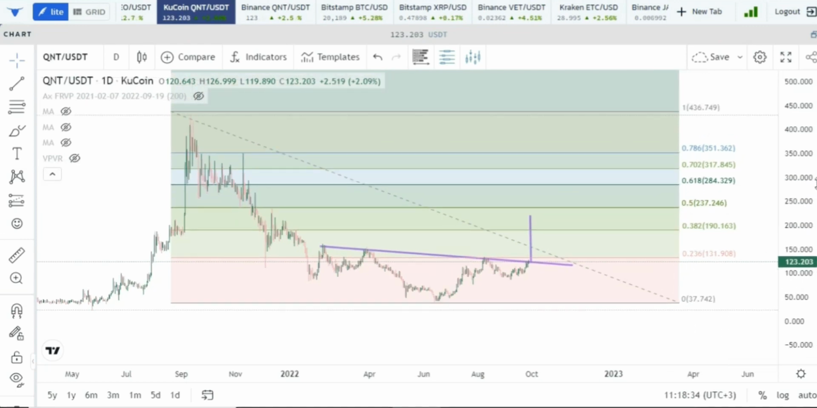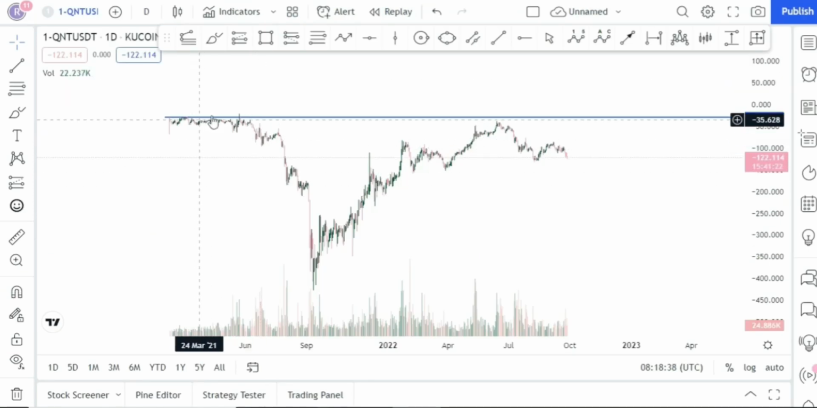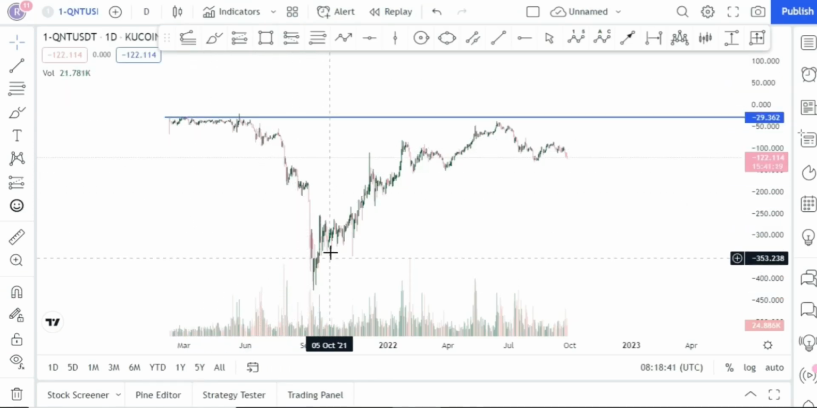But yeah, maybe I'm just being biased right here. So usually what I do is I flip the chart so that I can actually have a view from the other side of the story, right? I just did that here with the Quant price chart, and you can see that when you flip the chart, it shows a V recovery structure here.